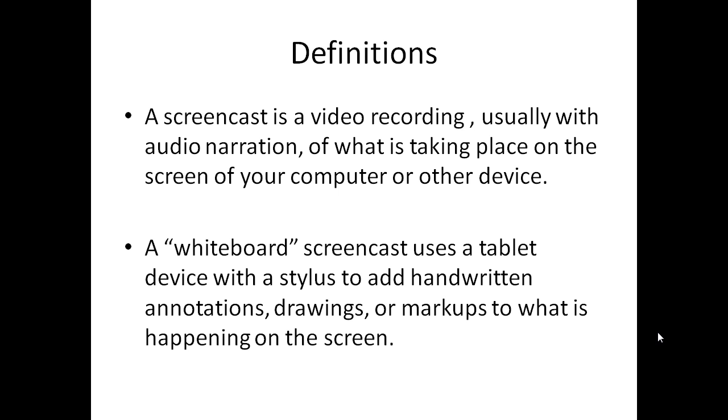One particular kind of screencast is called a whiteboard screencast. In this scenario, a tablet device, like the iPad, can be used with a stylus to add annotations or drawings or markups to what is happening on the screen, in the same way that one could do with a regular classroom whiteboard. So, in other words, it's an additional layer of activity that is appearing on your screen and being recorded.